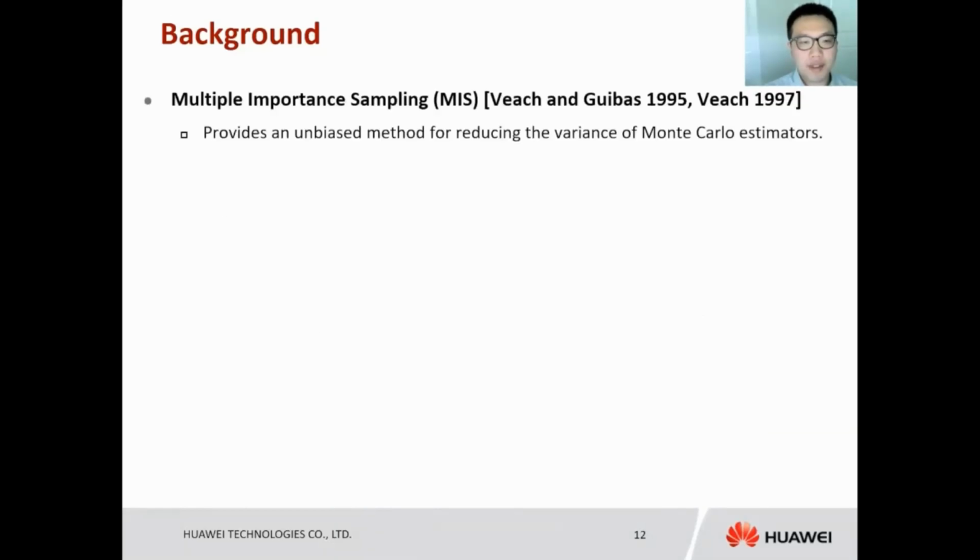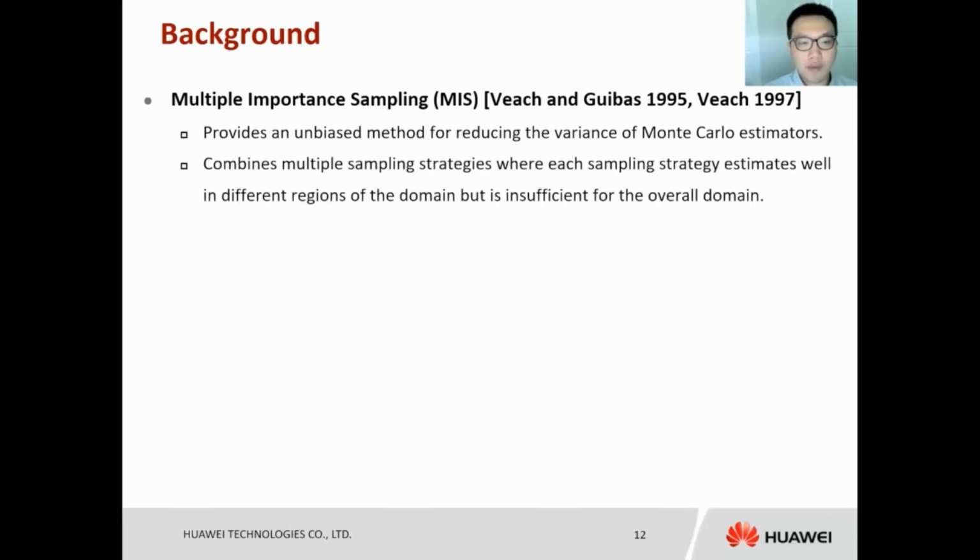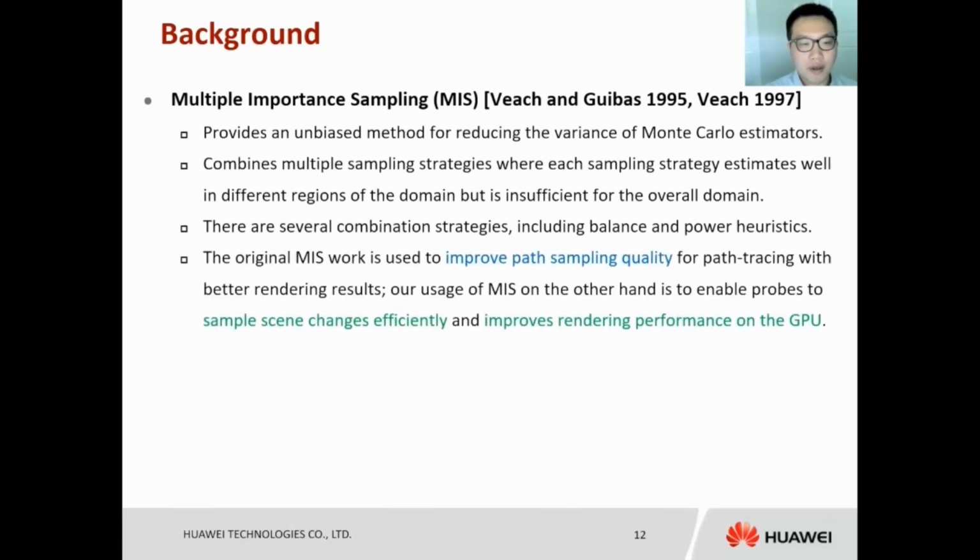Multiple importance sampling provides an unbiased method for reducing the variance of Monte Carlo estimators. It combines multiple strategies, where each sampling strategy estimates well in different regions of the domain but is insufficient for the overall domain. There are several combination strategies, including the balance and power heuristics. The original MIS work is used to improve path sampling quality for path tracing, with better rendering results given the same number of ray samples. Our usage of MIS, on the other hand, is to enable probes to sample scene changes efficiently and improve overall rendering performance on the GPU.